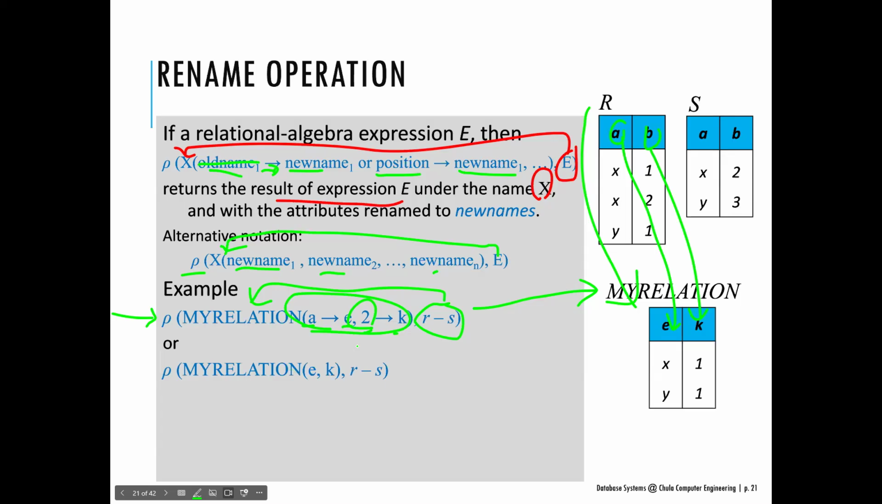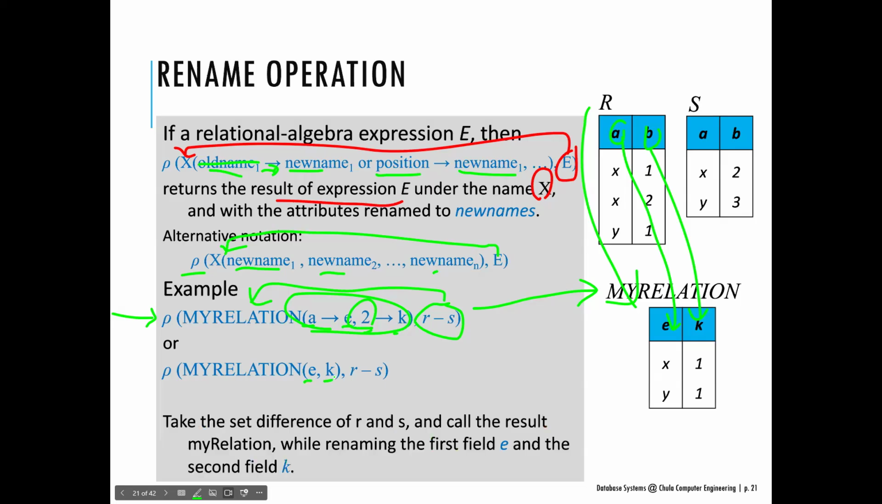So that is another way to do it: I say the result of R minus S is kept in my relation, and I list all the names of the attributes that will be kept in the new relation. All right.